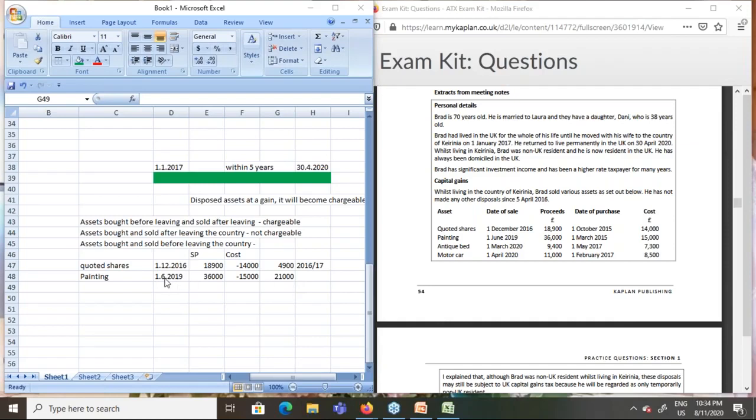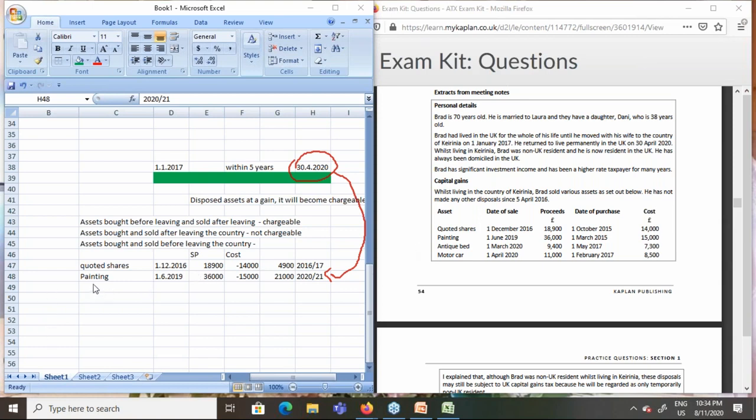You sold it on the 1st of June 2019, but at that point, this is not going to be chargeable. It will become chargeable on his return on the 30th April 2020. That means during the tax year 2020-21. Actually, the disposal took place during the tax year 2019-20, but it will become chargeable only on his return to UK on the 30th April 2020, which falls into the tax year 2020-21. You understand that?